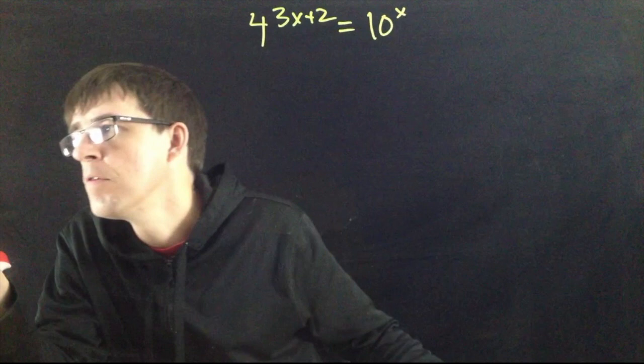Let's do one more of those. This one's going to be a little bit harder. 4 to the power 3x plus 2 equals 10 to the power x. Solve for x. All right.